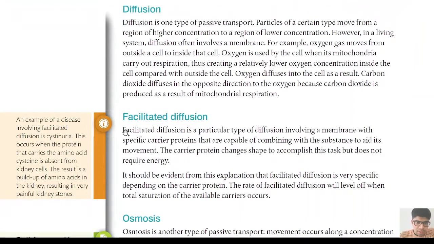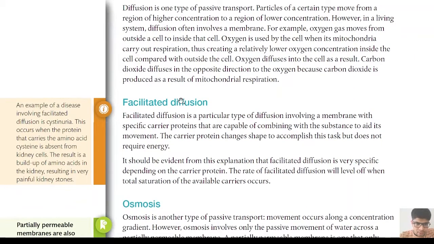And here is another type of diffusion, which is facilitated diffusion. Facilitated diffusion is a particular type of diffusion involving a membrane with specific carrier proteins that are capable of combining with the substance to aid its movement. The carrier protein changes shape to accomplish this task, but does not require energy. It should be evident from the explanation that facilitated diffusion is very specific depending on the carrier proteins. The rate of facilitated diffusion will level off when total saturation of the available carriers occurs.